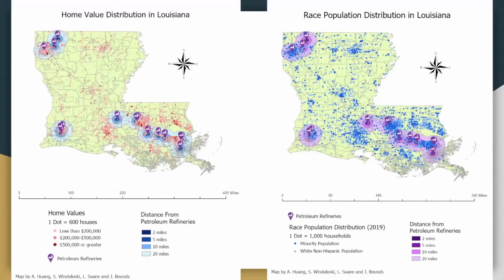Here are the maps again that you can look at. You can see, again, the home value distribution in Louisiana and the race population distribution in Louisiana. As you can see, we have mostly the light pink dots everywhere. This could show that maybe having the baseline at $200,000 was a little bit too high. Maybe house values across Louisiana are not very high. Additionally, maybe household income would have been a better metric for looking at how wealthy people were.